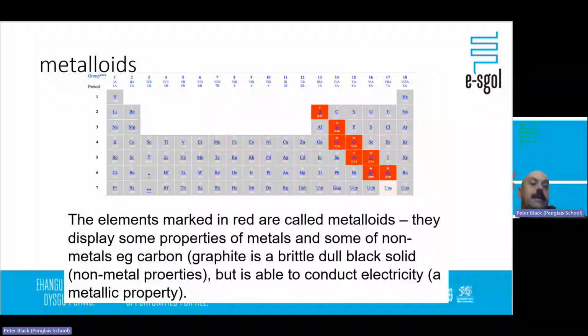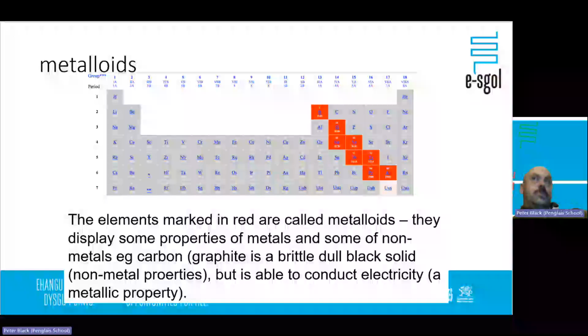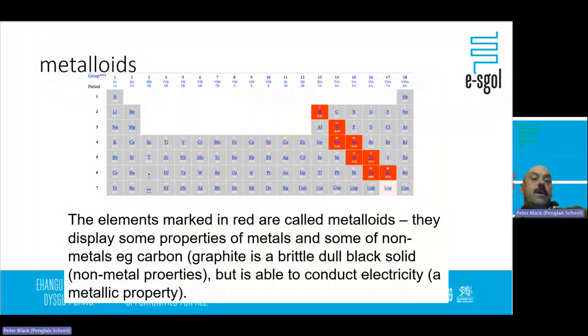But then we're going to bring in a new term, and it's this term here, metalloid. You may also see them referred to as semi-metals. And I want you to notice their location, because that's quite important. You can see that they are straddling between the metallic elements and the non-metallic elements. These ones are marked in red. You don't have to know specifically who is a metalloid, but you do need to know their general location.